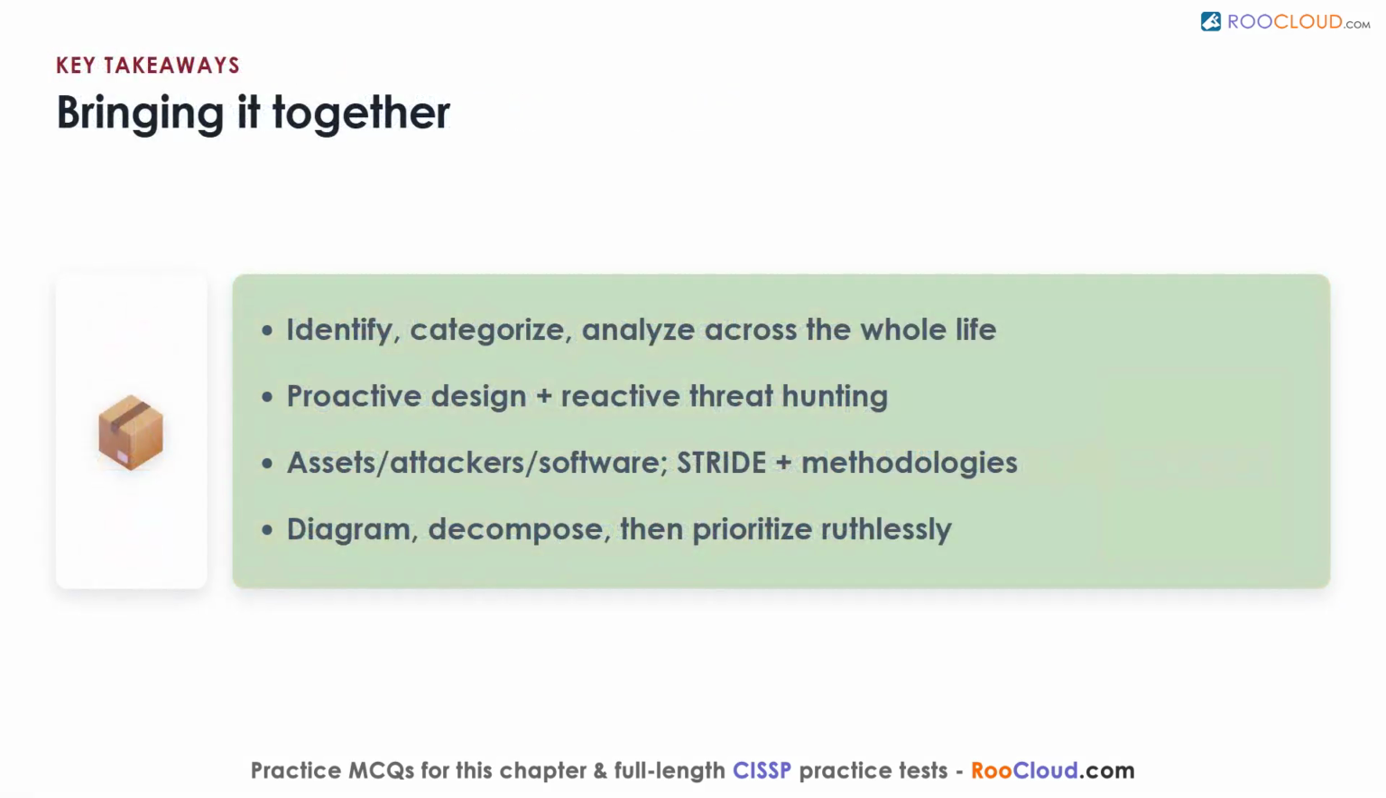So let's bring it together. Threat modeling identifies, categorizes, and analyzes threats across a system's whole life. You do it proactively in design and reactively through threat hunting after deployment. You identify threats by focusing on assets, attackers, or software, and you categorize them with STRIDE and fuller methodologies. You diagram the system, decompose it to expose trust boundaries and data flows, and then prioritize with methods like probability times damage, a risk matrix, or the 5-question rating. Model early and rank ruthlessly, and you spend your effort exactly where the danger is greatest.